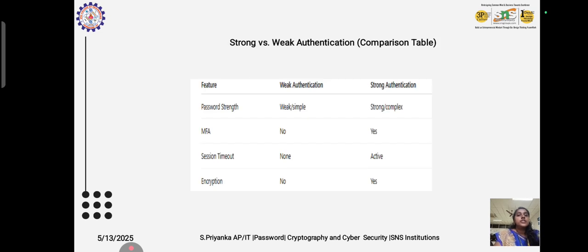Now let us see strong versus weak authentication. Some of the features are password strength, MFA, session timeout, and encryption. In weak authentication, password strength is weak and simple, whereas in strong authentication it is strong and complex. MFA in weak authentication is no, whereas in strong authentication it is yes. Session timeout in weak authentication is none, in strong authentication it is active. Encryption in weak authentication is no, whereas in strong authentication it is yes.